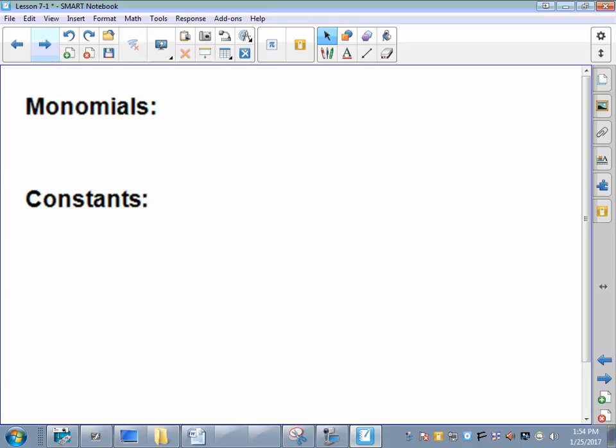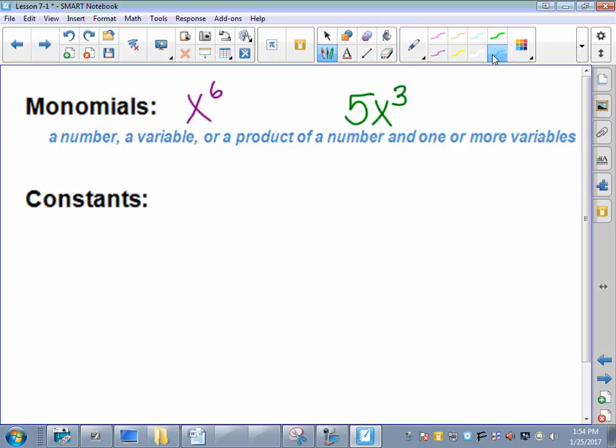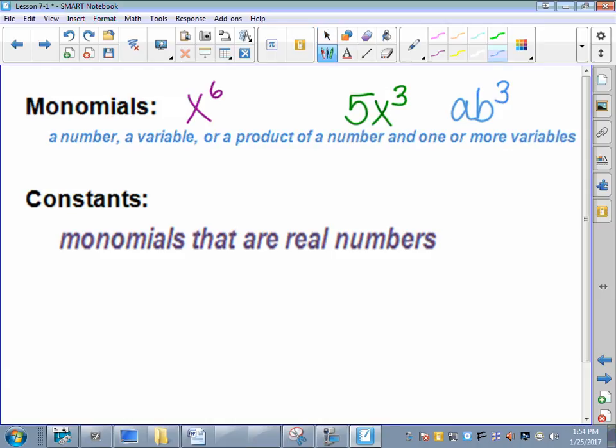So real quick, a monomial is any number, variable, or a number multiplied by a variable, like 5x to the 3rd power, or x to the 6th power, or ab cubed. Those are all monomials. Notice it says nothing about dividing. And constants are real numbers. I use the word monomials in there, but really the important part is they are real numbers. So constants are numbers. Monomials have variables.